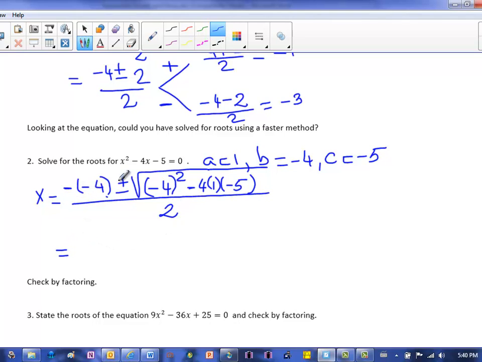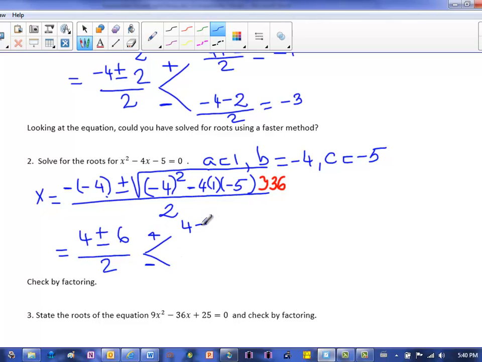Well, negative 4 gives us positive 4, plus or minus, we have 16 plus 20 is square root of 36, so this right here is 36. Well, what's square root of 36 is 6, over 2. So again, we have two branches, a positive one and a negative one.